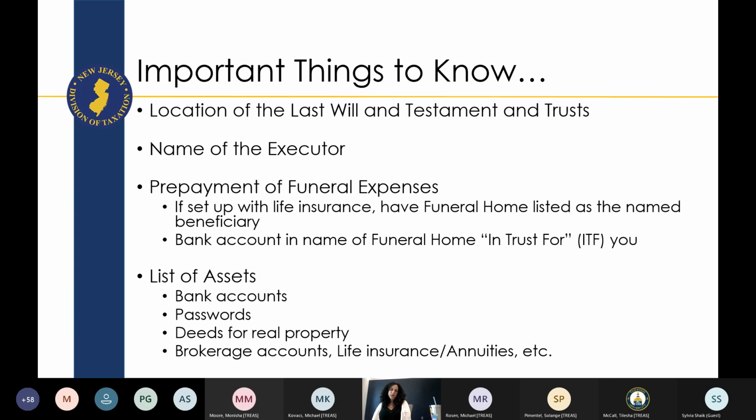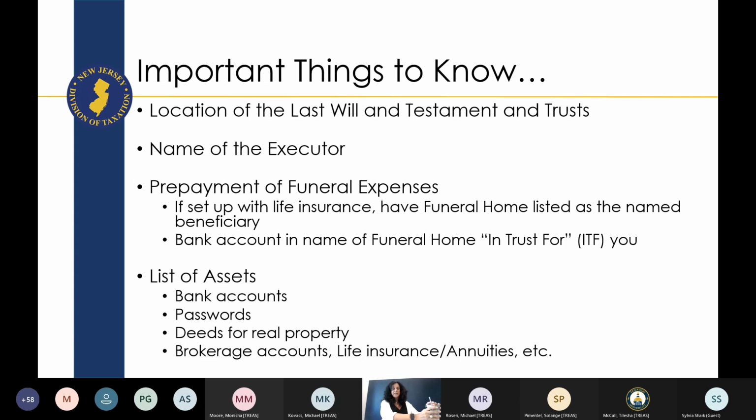If you're going to be in charge of an estate, or if it's for yourself and you want to make sure that everything is organized, it would be good to know the following. These are good tips. So know the location of the last will and testament and the trust that you may or may not have. Figure out who's going to be the executor. Think about somebody who would be responsible. Make sure they know as well. It would be good if the person's not surprised.